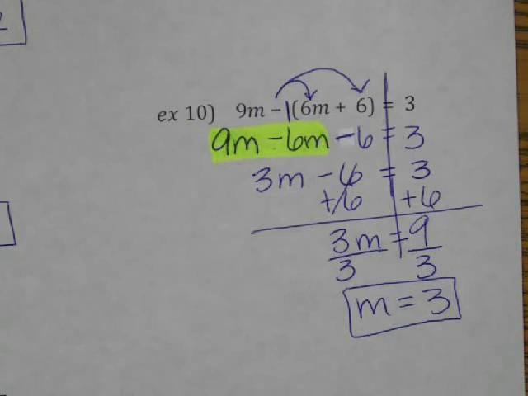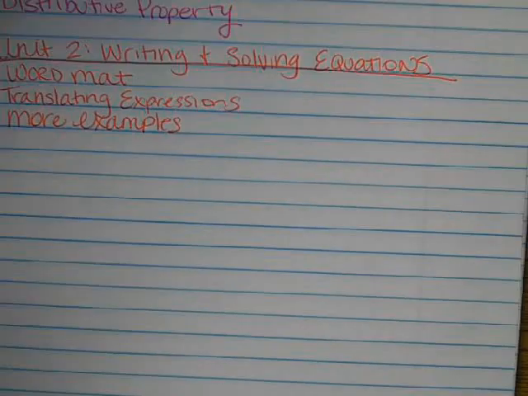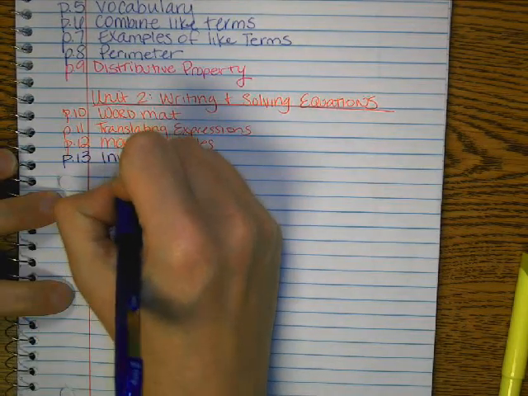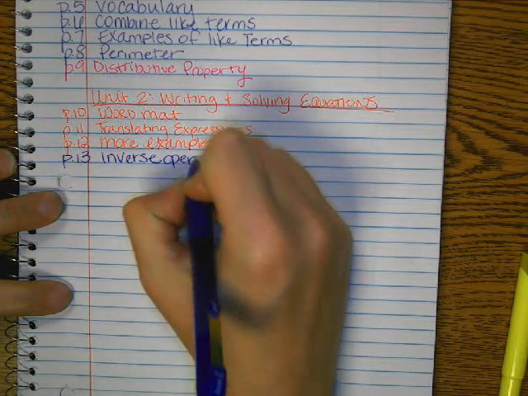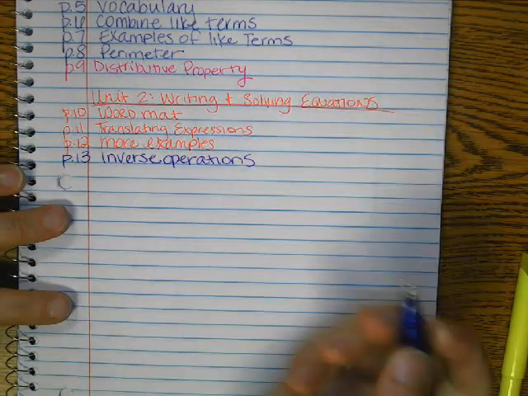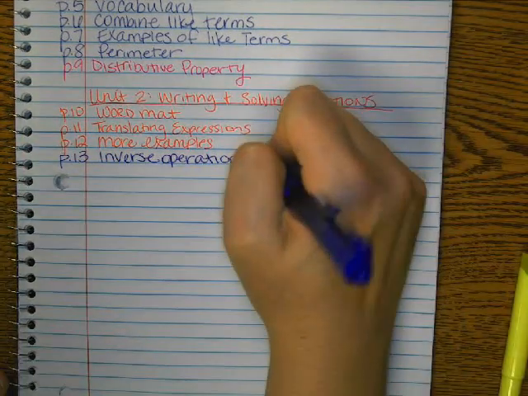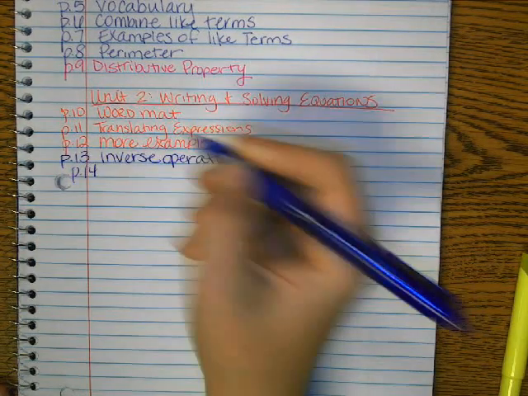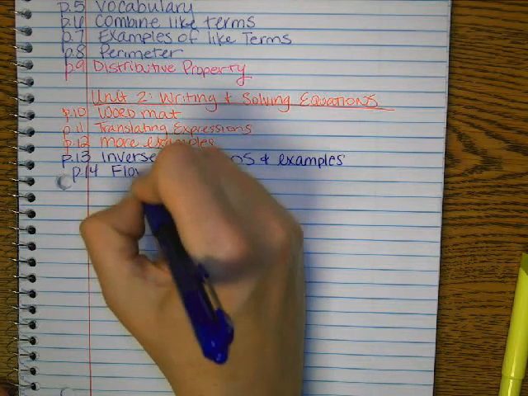Those are going to go in your spiral on pages 13, 14, and 15. So make sure that you use your spiral to label all of the pages. Here is the table of contents. Page 12 is more examples. Page 13 is going to be inverse operations. Actually, let's do inverse operations and examples. We'll put those together. I'll show you on the video. And page 14 is going to be the flow chart to solving equations.